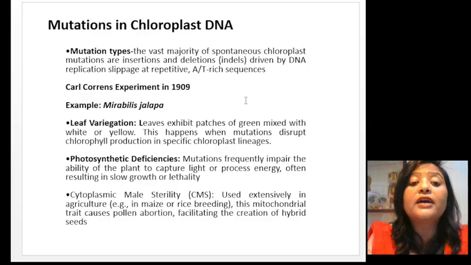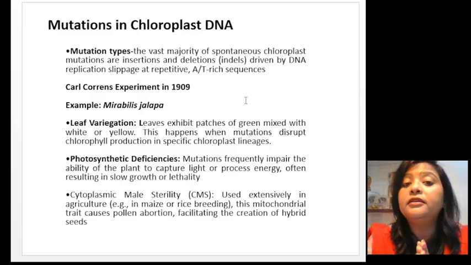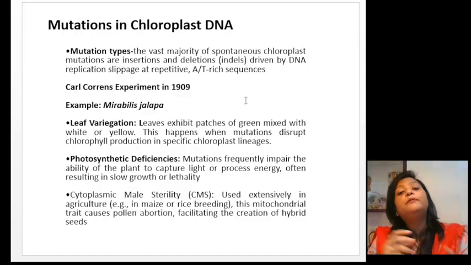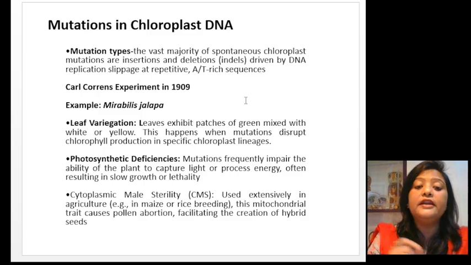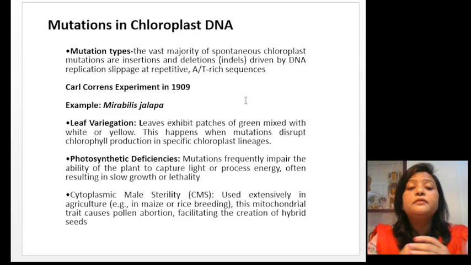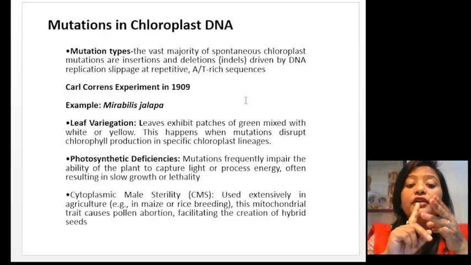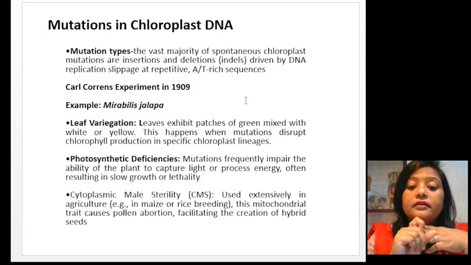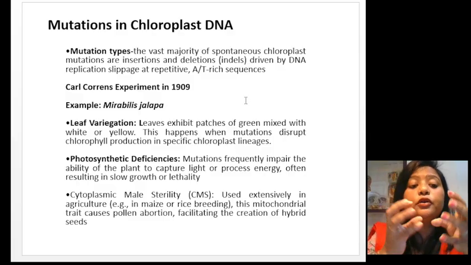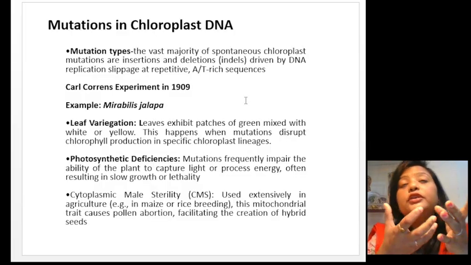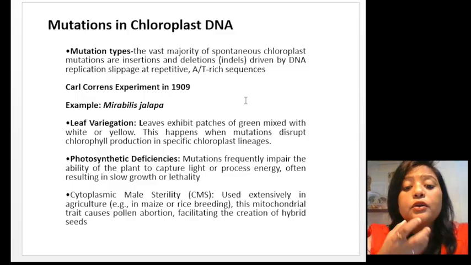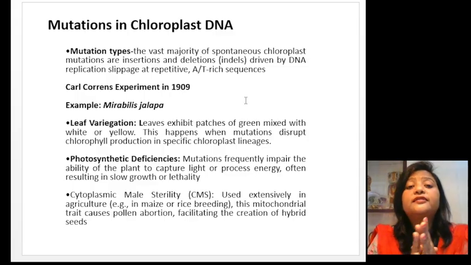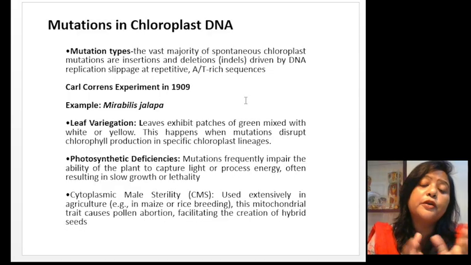Now Carl Correns did an experiment in 1909, wherein he used the plant Mirabilis jalapa, and he is the discoverer of leaf variegation. He saw that the leaves exhibit patches of green mixed with white or yellow if there's a mutation in the plant. This happens because these plants have chloroplasts, and chloroplasts produce chlorophyll. Now if there's a mutation, the chloroplast production will be affected. It will disrupt the function of production of chlorophyll.